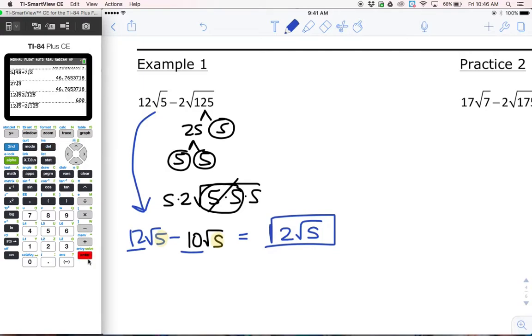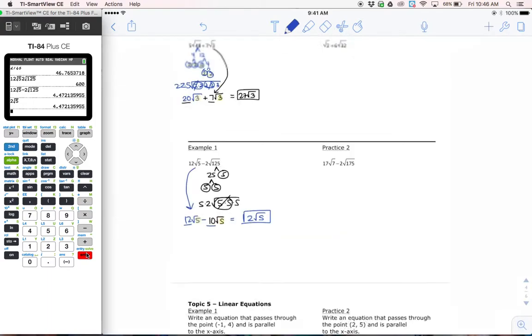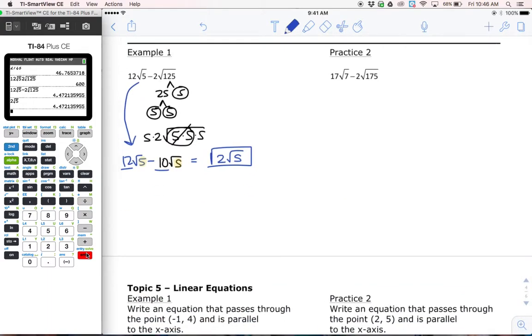All right, so this is the decimal that we get. And let's check our answer. We got 2 square root of 5. And those decimals match, so we're good to go. All right, next section, after you do your Edpuzzle question.